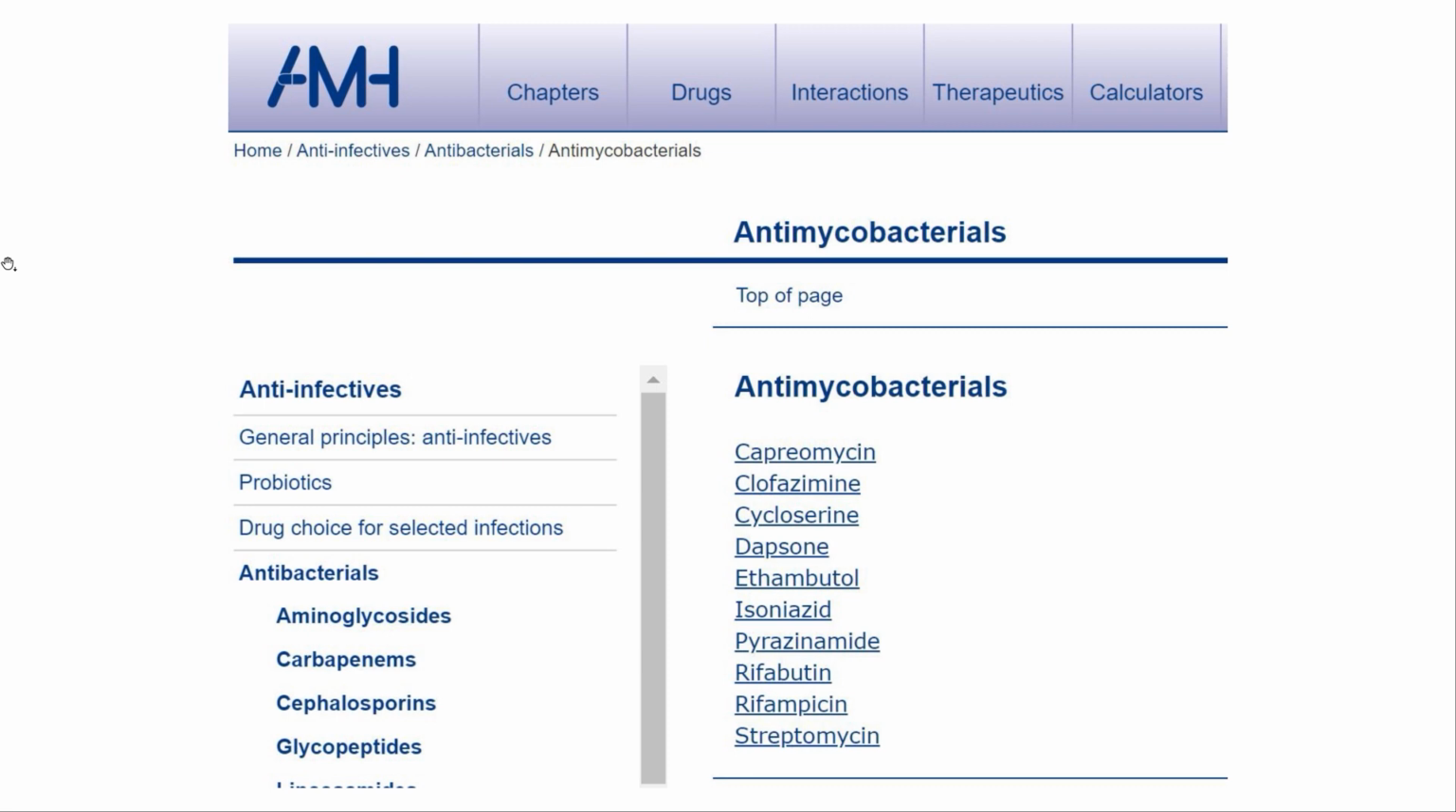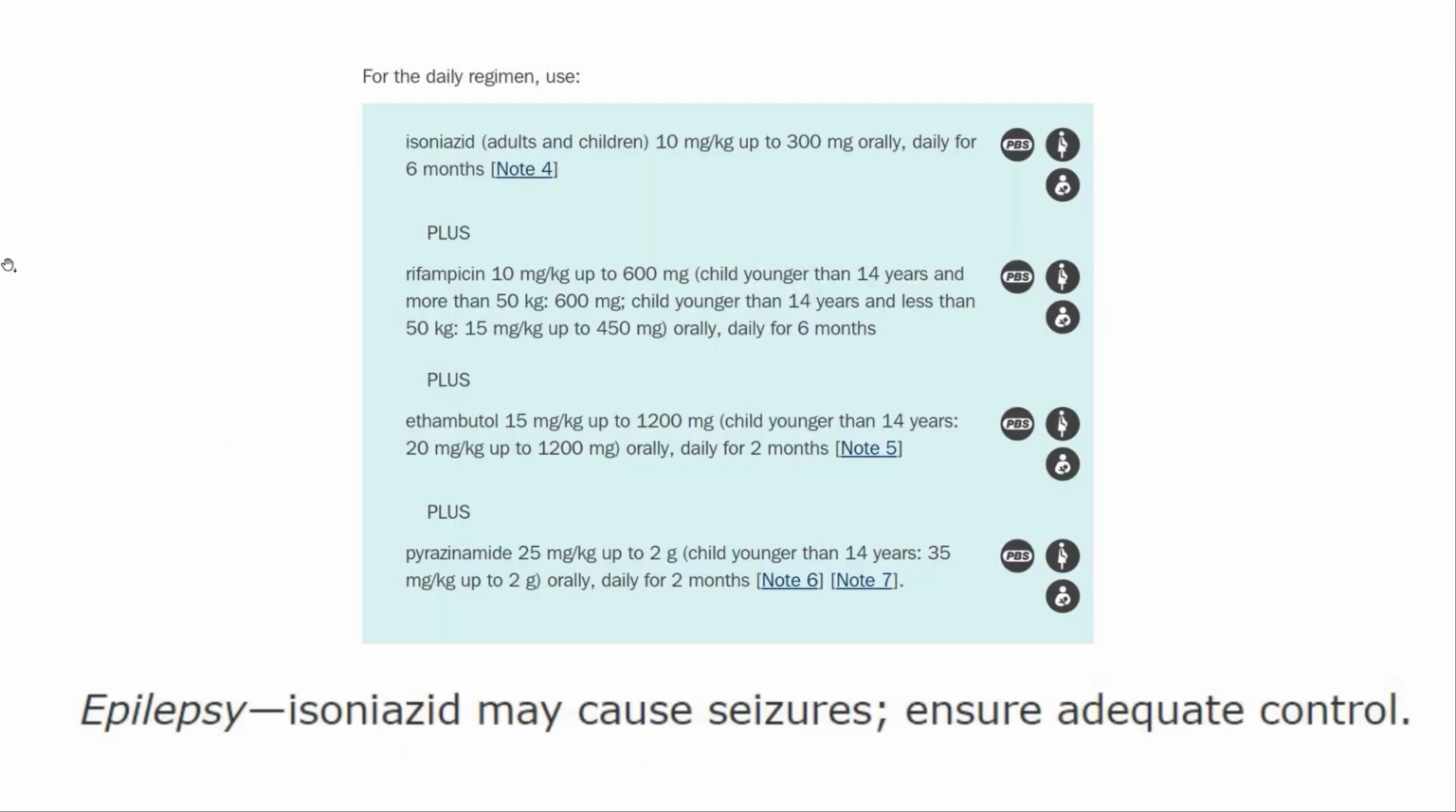I'm not going to go through them, but I want to point your attention to the AMH, where you can have a look at the different drugs used to treat TB. And the most common combination, and the ones that are worth knowing, are isoniazid, rifampicin, ethambutol, and pyrazinamide.